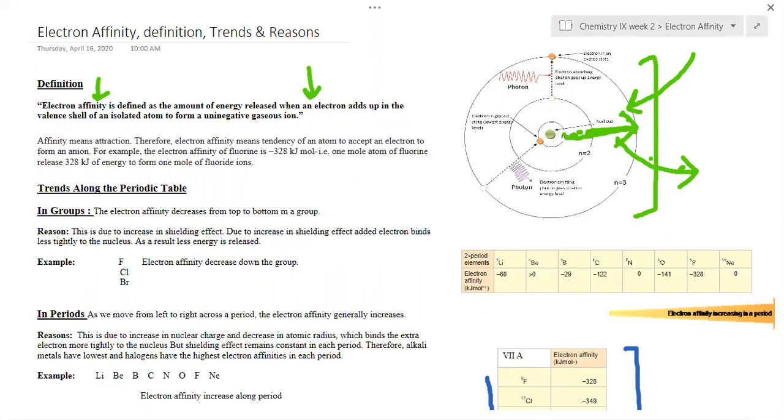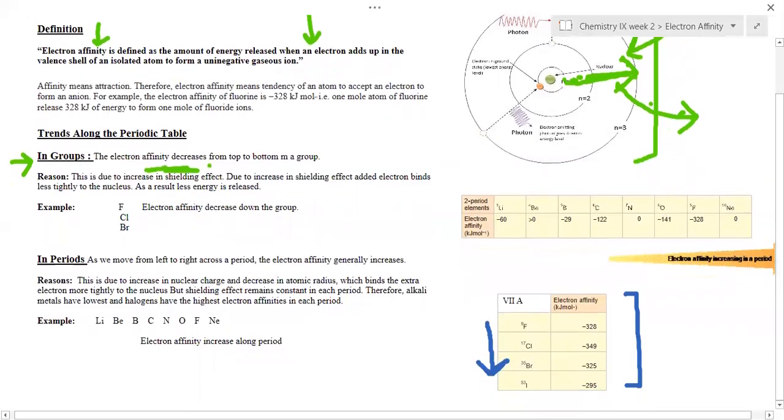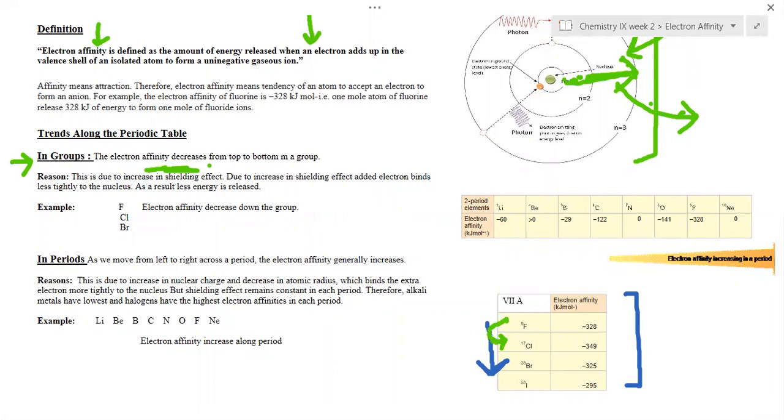This is electron affinity. Let's talk about its trends quickly. In groups, the electron affinity decreases. The trend is the same as ionization energy, but in concept it is opposite. From top to bottom in a group, it decreases. Let's have a look over here. With every next element in the same group, it is decreasing. 328, it is actually the energy released, so that's why the values are negative.